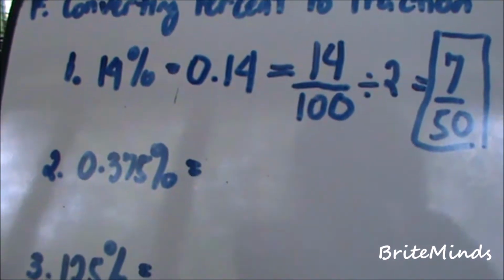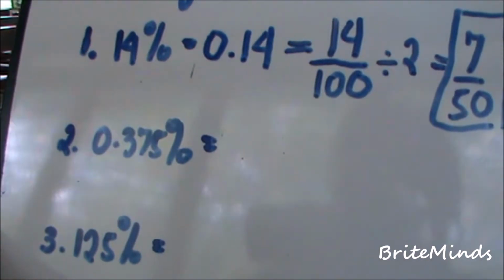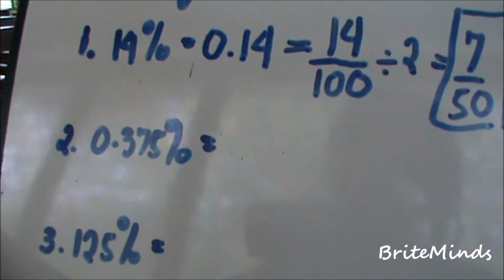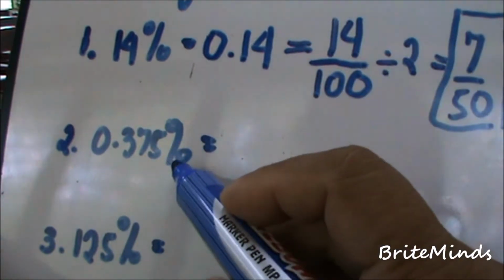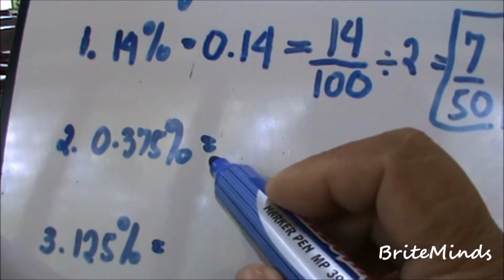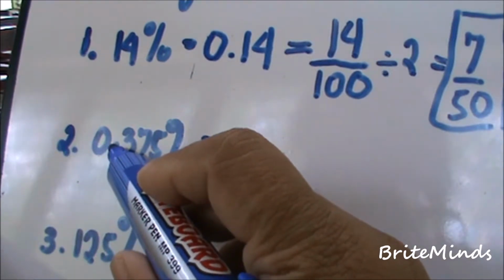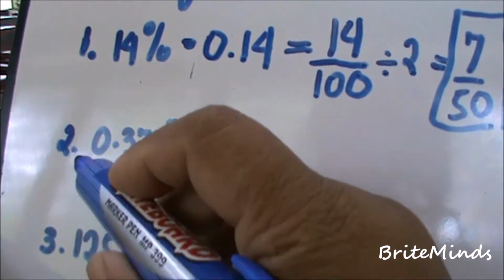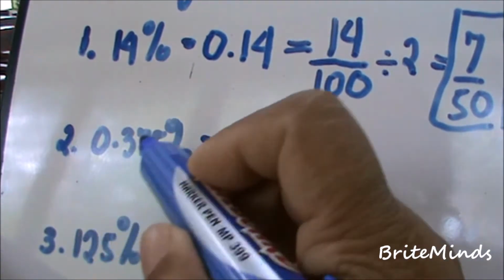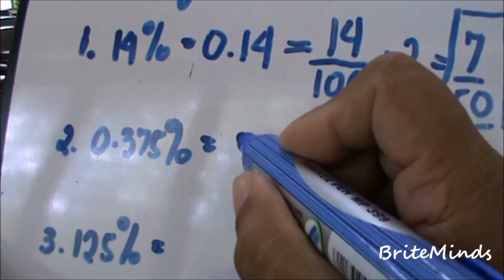So I have example number 2 here: 0.375%. We need to convert it first to decimal form. How are we going to do that? The decimal point is here, so move 2 places to the left, 1 and 2. Then drop the percent sign, then affix the decimal point. So it will look like this.